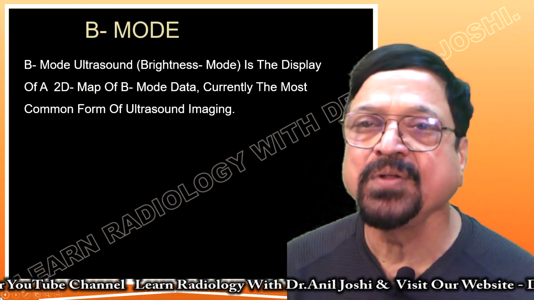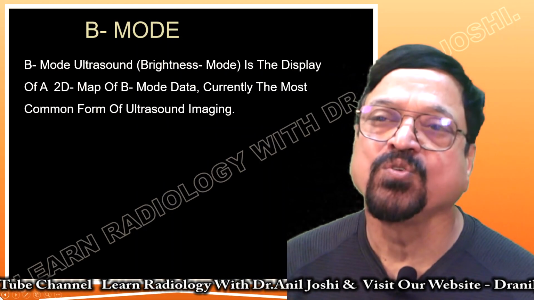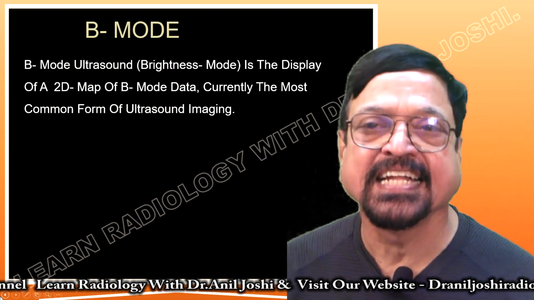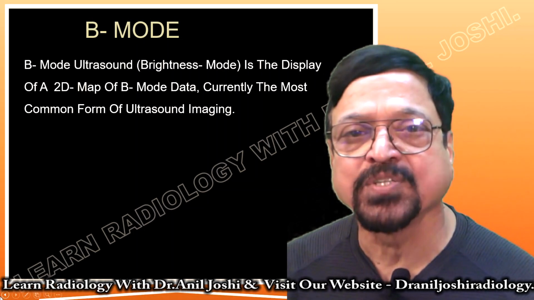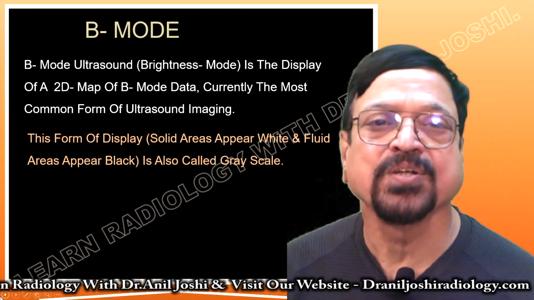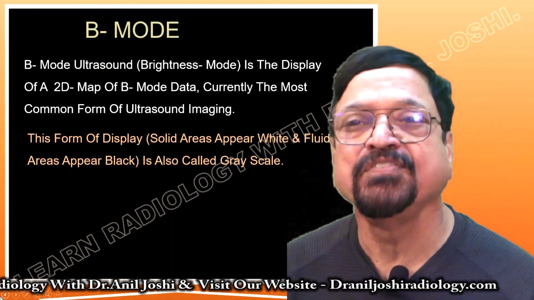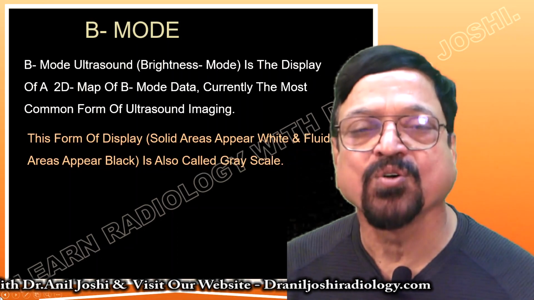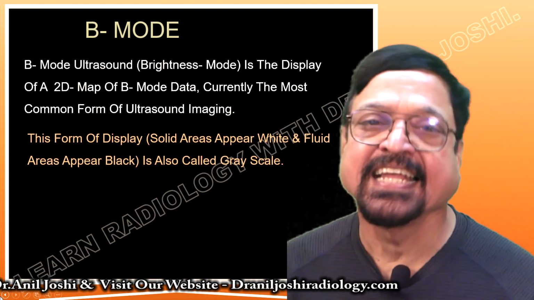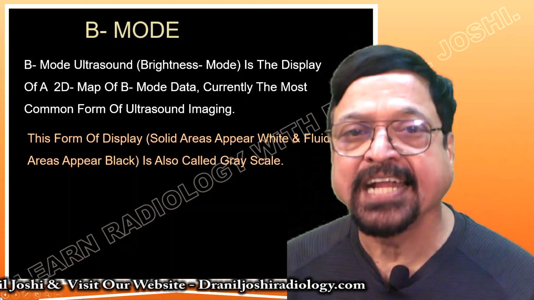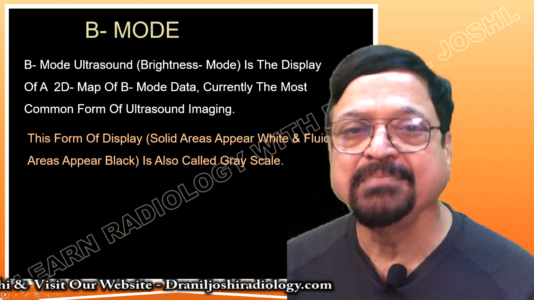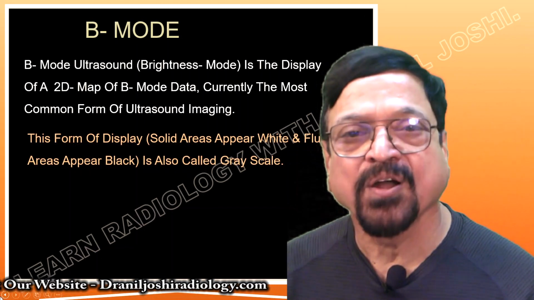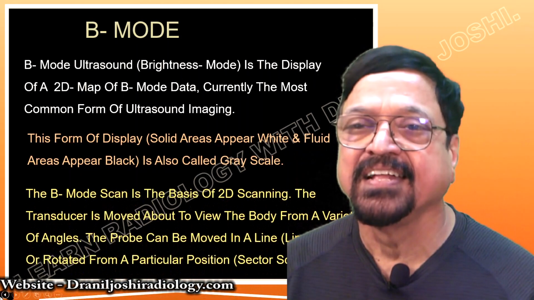Then B-mode ultrasound is a display of a 2D map. Now another application of it, an advanced version, is that 3D modes are available. However, there the technology is different, the probes are different. In this form of display, solid areas appear white and fluid appears black, which also decides a grayscale. A bright spot makes white, the intermediate makes gray, and the dots where echoes are not there are black.